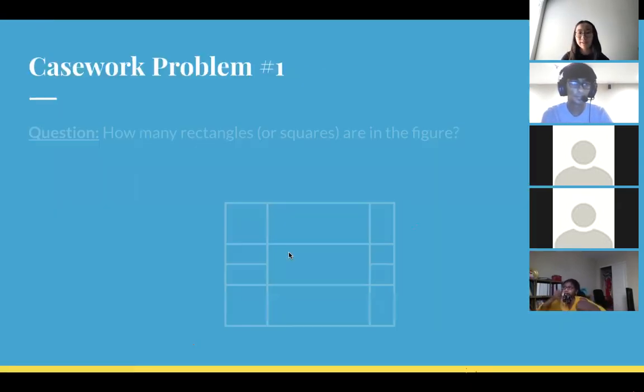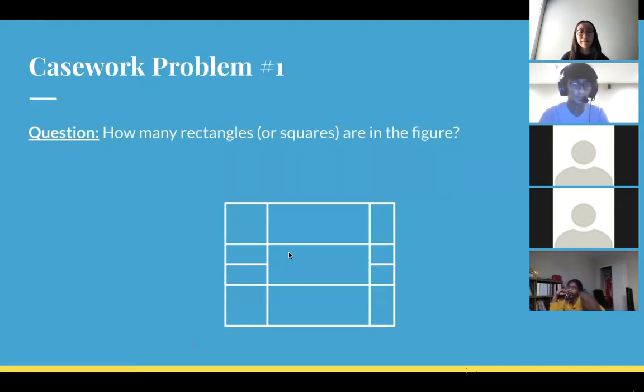Okay, so practice problems. All right, how many rectangles are in the figure? And know that rectangles do include squares. So look for the total number of squares or rectangles. Wait, how do we know any of them are squares? There are some squares, actually multiple squares.